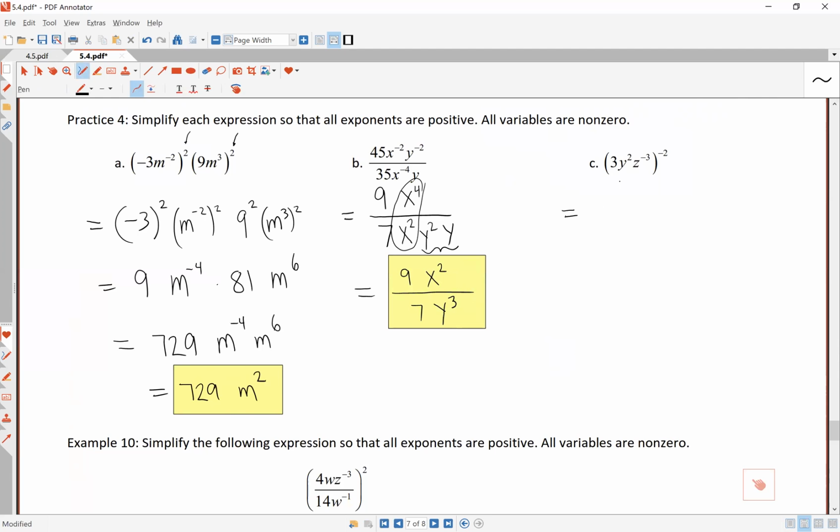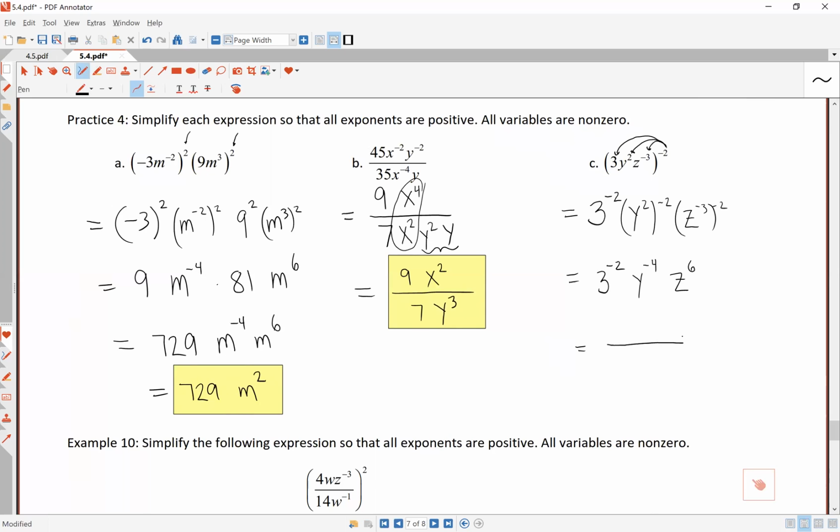Letter C. Let's distribute the negative 2 exponent to every piece, giving us 3 to the negative 2, y squared to the negative 2, and z to the negative 3 to the negative 2. We'll leave this 3 to the negative 2 for the time being, and then 2 times negative 2 is negative 4. Z to the negative 3 to the negative 2 is z to the 6.